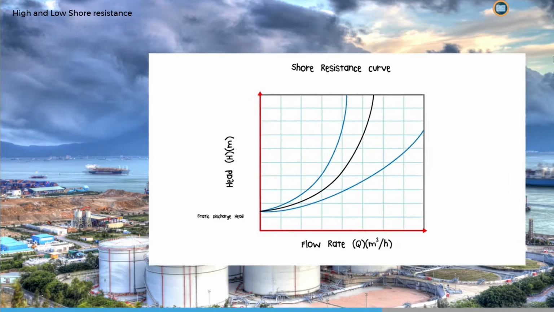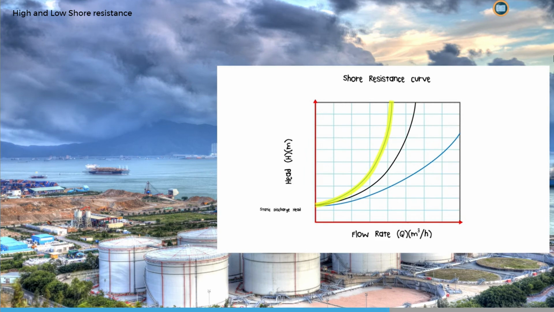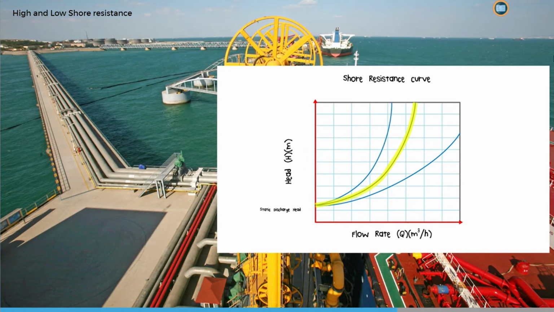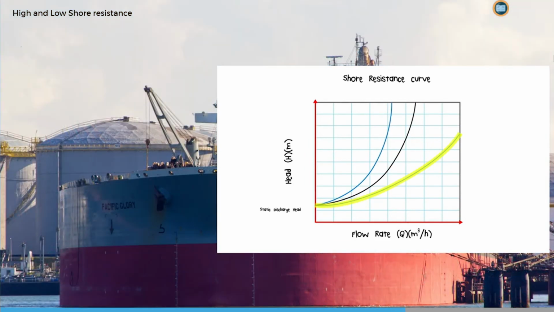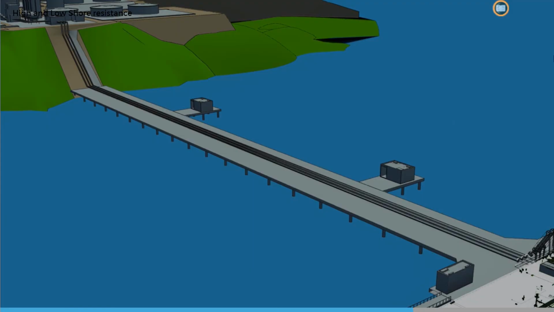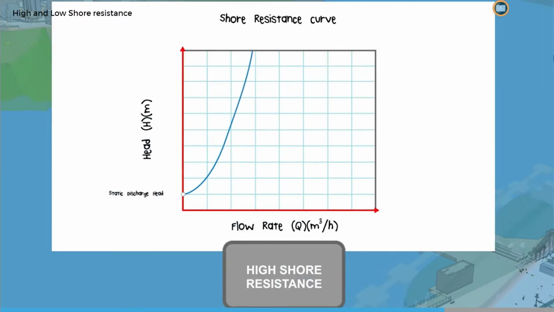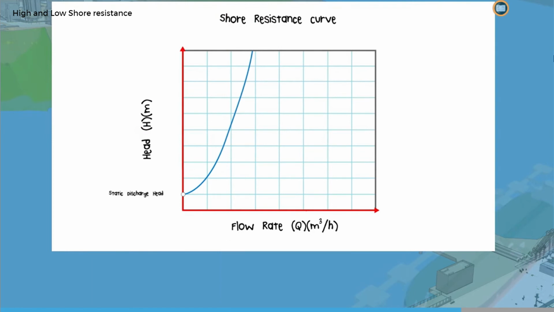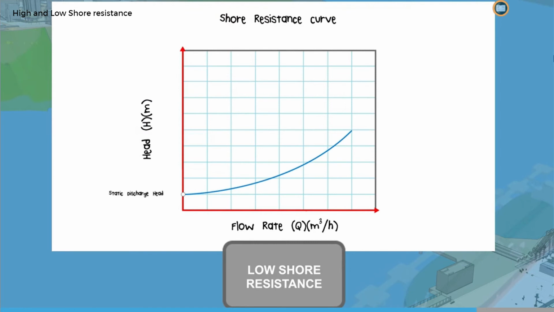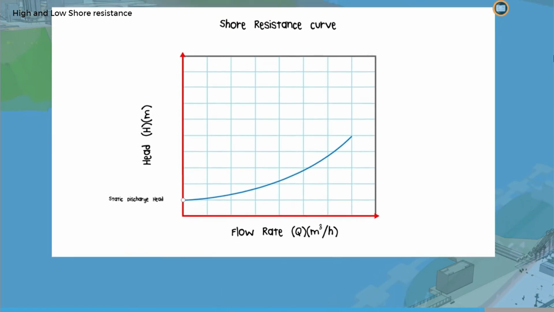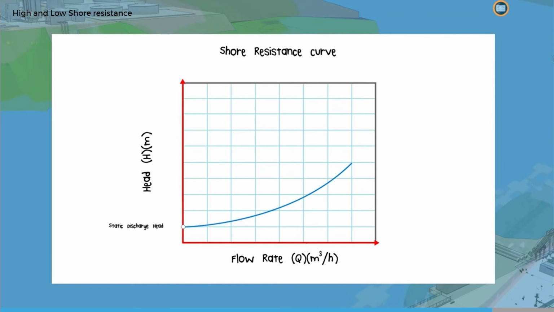These curves model how flow rate and head change with increasing pump speed across the range of terminal delivery pipeline systems. When the shore reception pipeline arrangement is restricted, the shore resistance curve will be very steep. With a high shore resistance curve, the head develops at a greater rate than the flow rate. With a low shore resistance curve, the flow rate develops at a greater rate than the head.